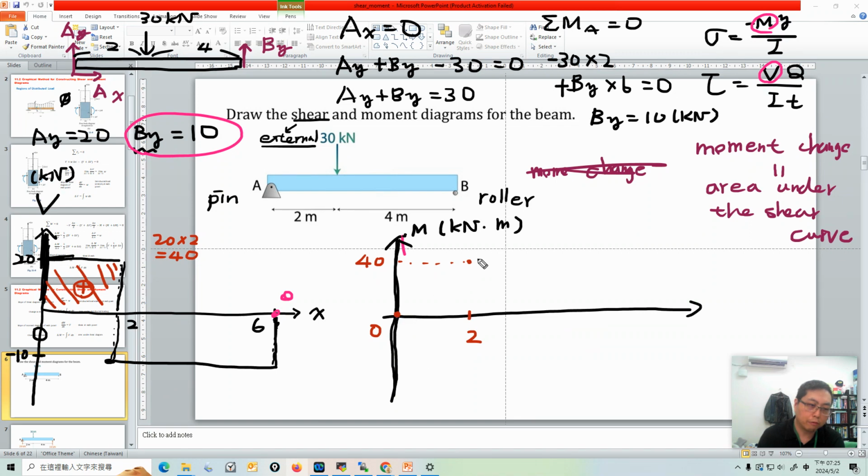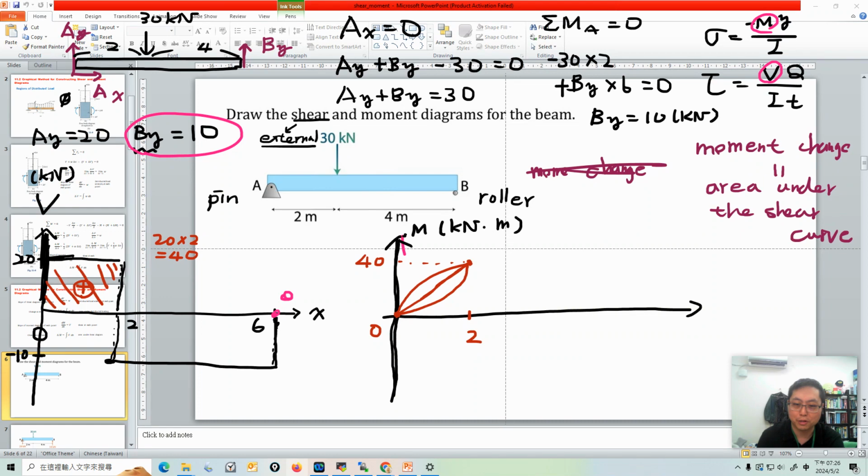The next question is, between 0 and 2, we know it goes from 0 to 40, but is it a steady increase, or a gradual decrease, or initially very slow and then increasing finally? Which one? It could be this kind of increase, or this kind of increase, or a steady increase. So how do we determine which line? You need to know this.